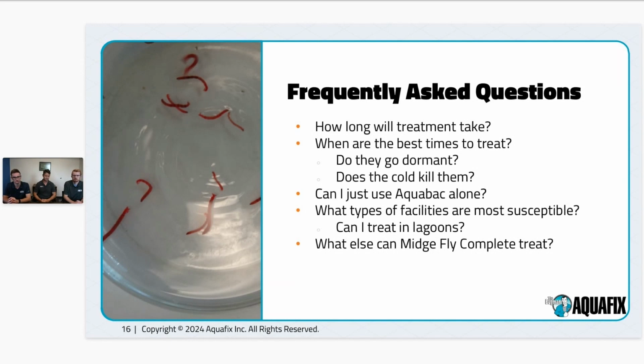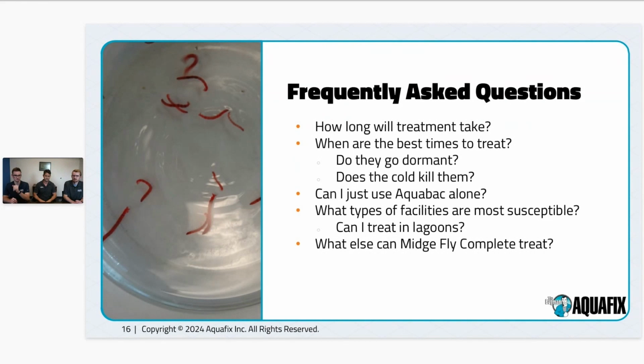The next question that we run into is, can I use Aquabac alone? A lot of times we want to use both products in tandem, because as we were talking about before, Larvazyme is going to make Aquabac a lot more efficient and a lot more potent, opening up what we're looking for when we're removing the redworms from the system. Generally, we need to expose the redworm to the Aquabac. The less exposure, the less effective the Aquabac is. Larvazyme is exactly what does that.